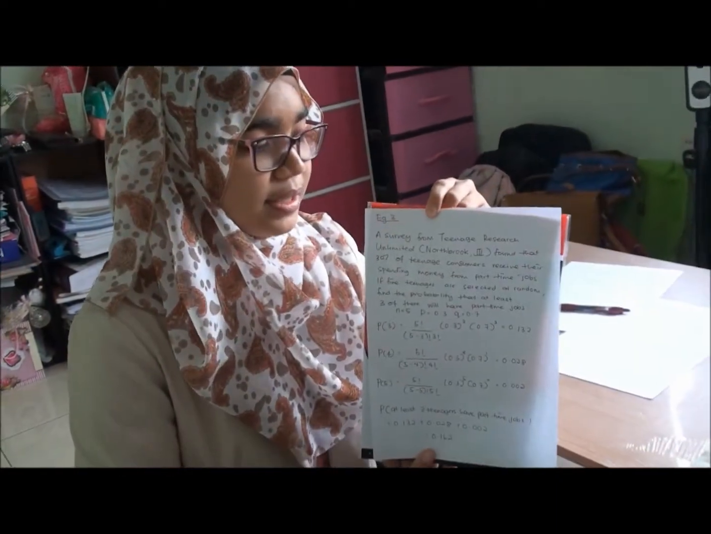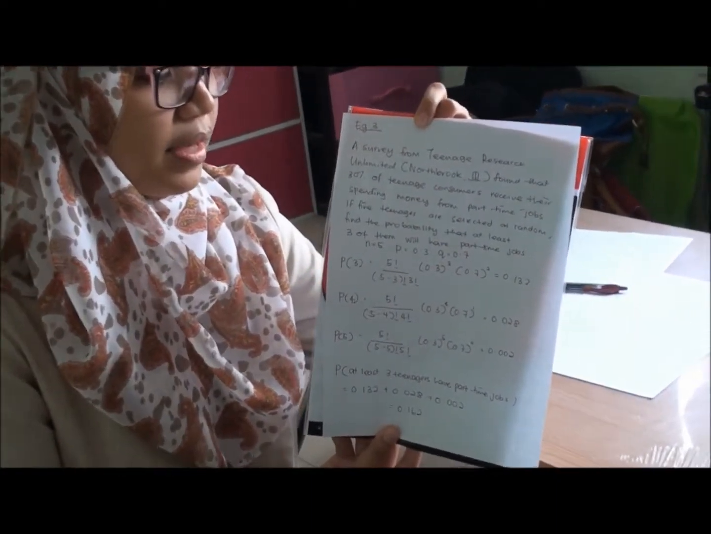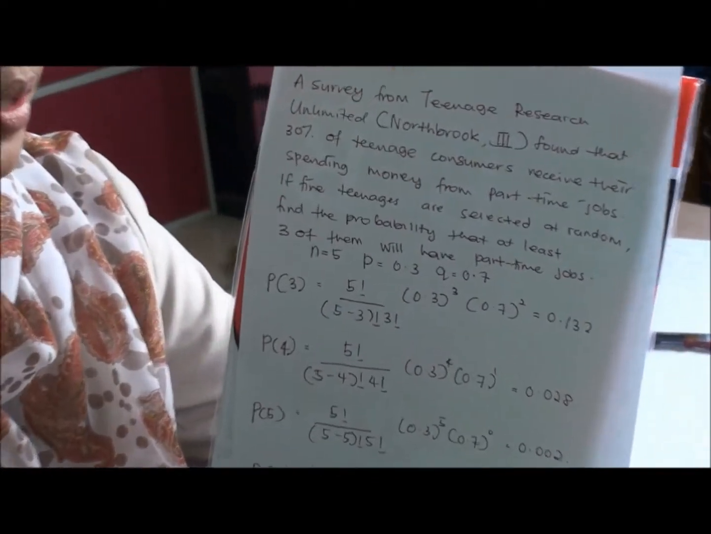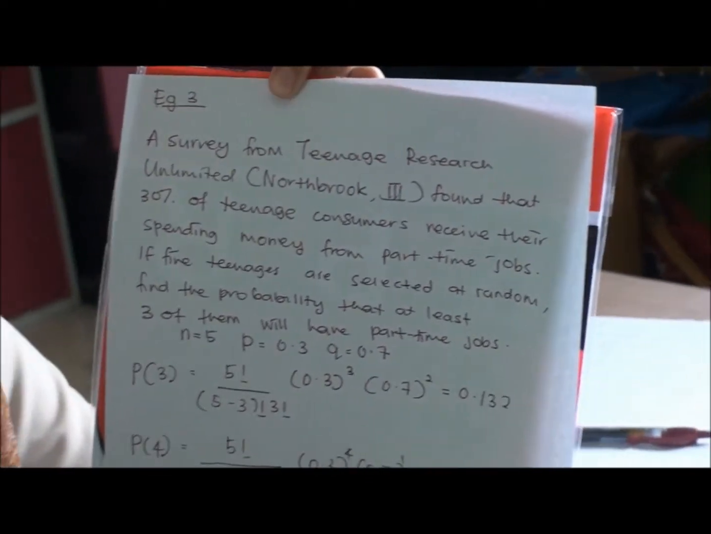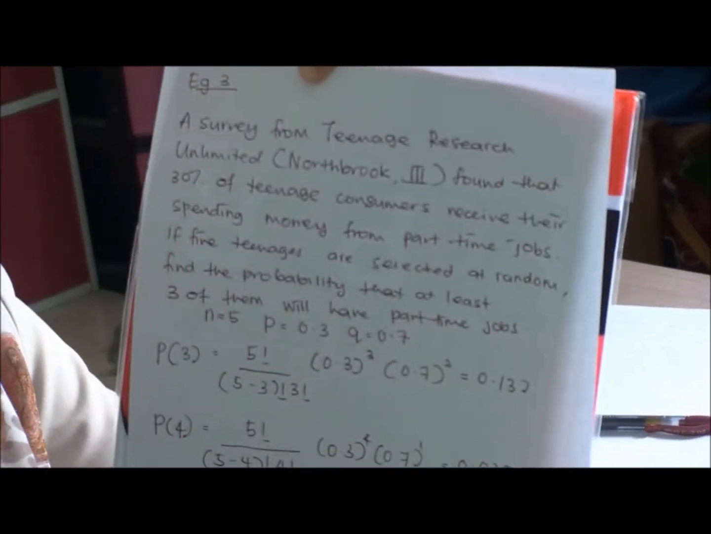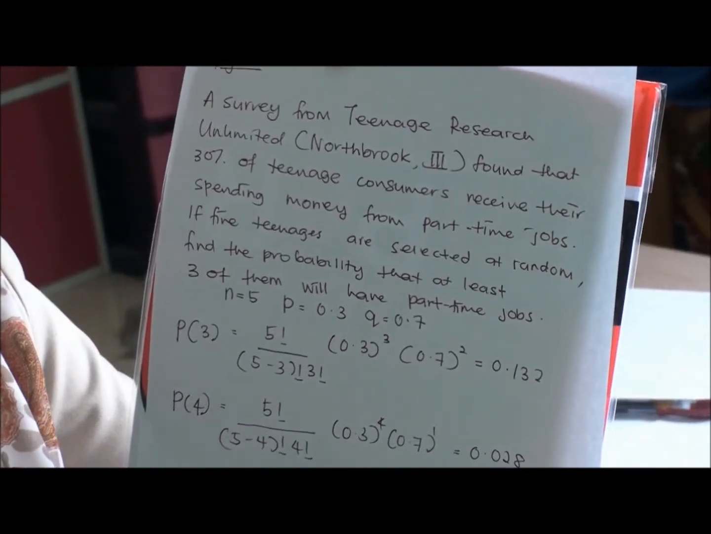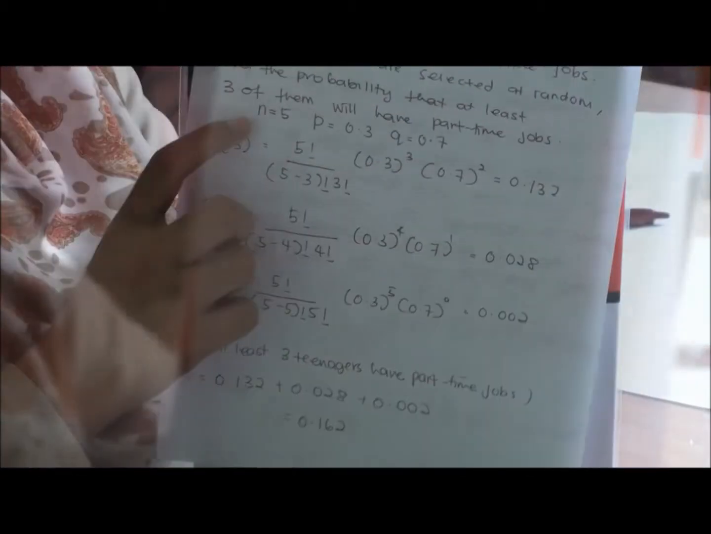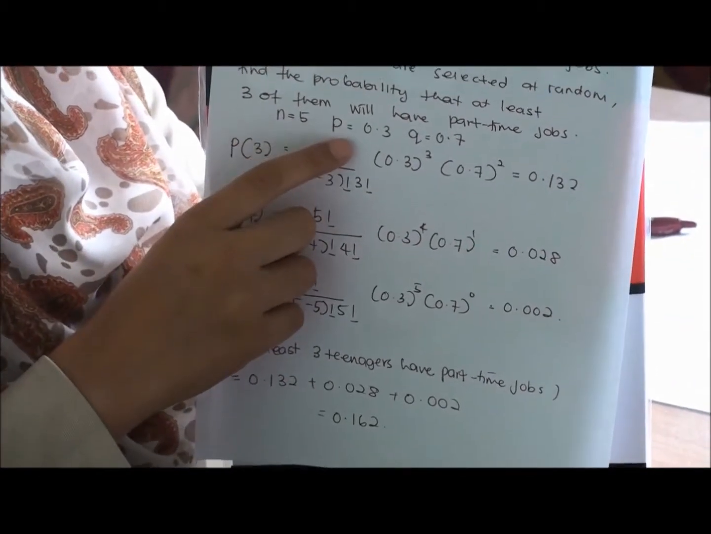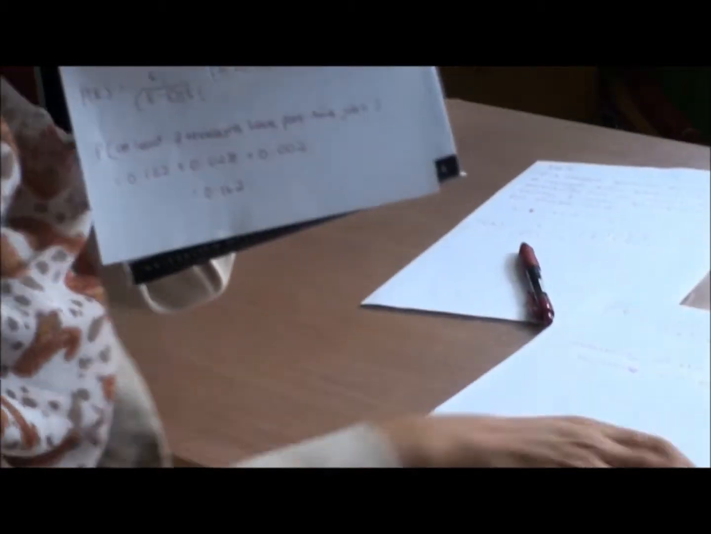Third example, a survey from Teenage Research Unlimited found that 30% of teenage consumers receive their spending money from part-time jobs. If 5 teenagers are selected at random, find the probability that at least 3 of them will have part-time jobs. N equals 5, p equals 0.3, q equals 0.7. Then we plug into this formula.